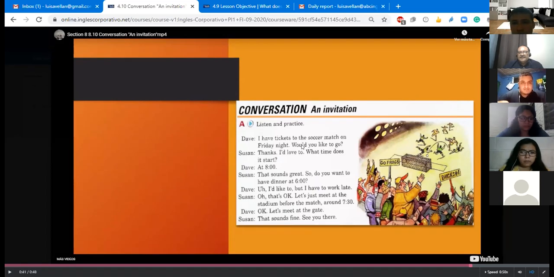Then this is an invitation. Would you like to go? Okay, Tatiana said this is a formal, courteous, polite, educated form, okay? Would you like to go? The informal one is, do you want to go? Right? Do you wanna go? Do you wanna come along? So these are more friendly, let's say, less formal, all right?